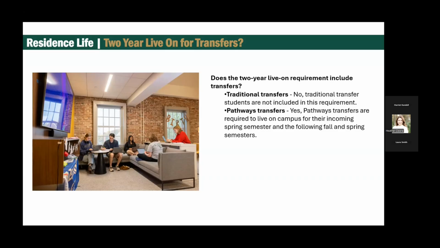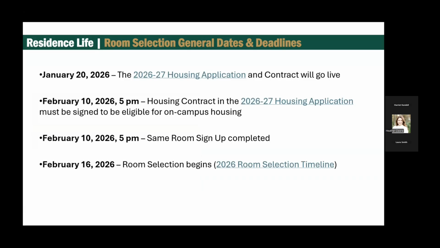So some really important timelines that are coming up for room selection are general dates and deadlines. The biggest one is January 20th, 2026, which is hard to believe is really just next month. The housing application and the contract will go live that day. But even though it's going live on January 20th, it doesn't mean that you have to sign in right then and there to sign your housing contract to make sure that you're in the process. Students have from January 20th through February 10th by 5 p.m.